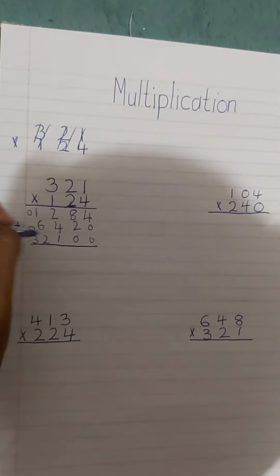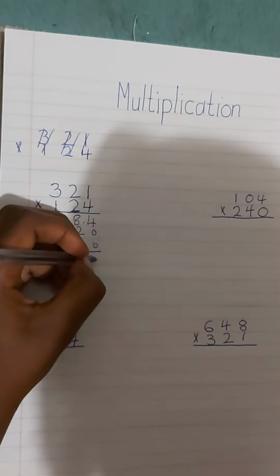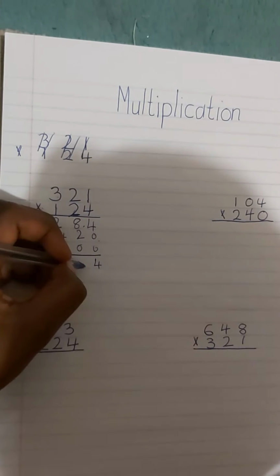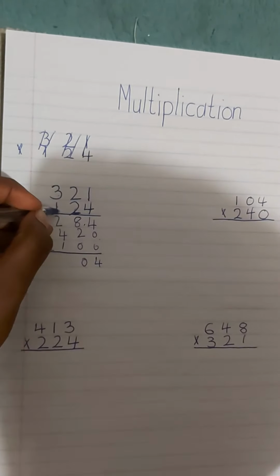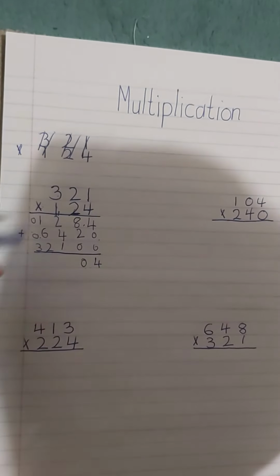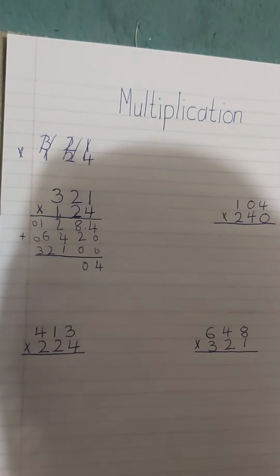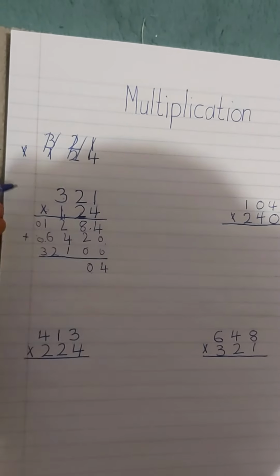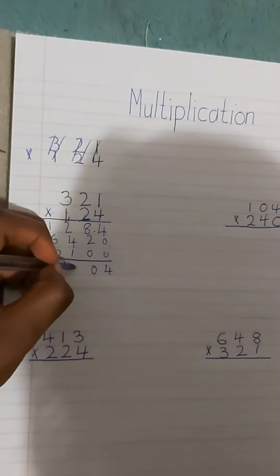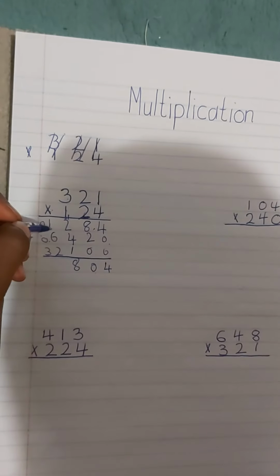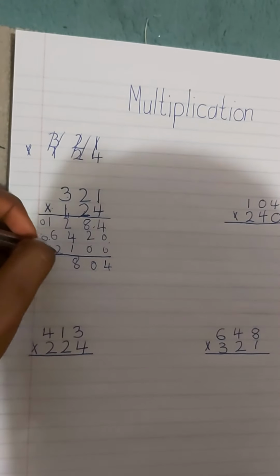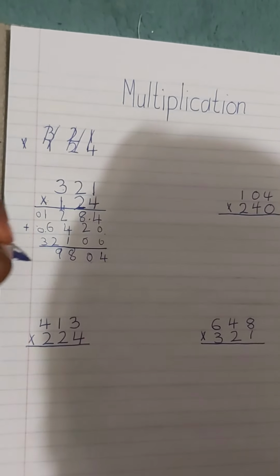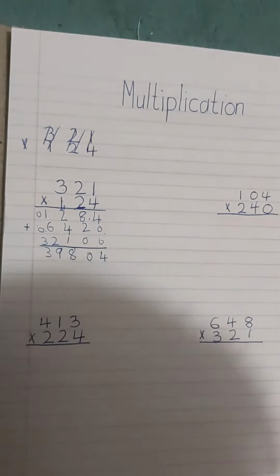4 plus 0 plus 0 is 4. 8 plus 2 is 10. Write 0, then carry 1. Put plus 1 so that you cannot forget to also add this one. 4 plus 1, 5. Plus 2, 7. Plus 1, 8. 1 plus 6, 7. Plus 2, 9. 0 plus 0 plus 3 is 3. We are done with this one. We are going to the next one.